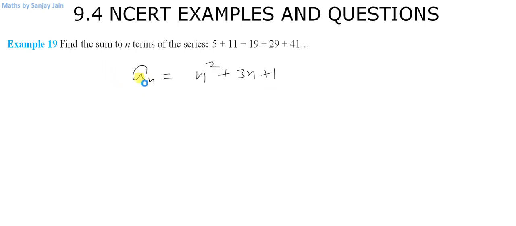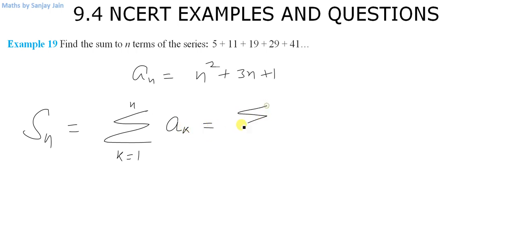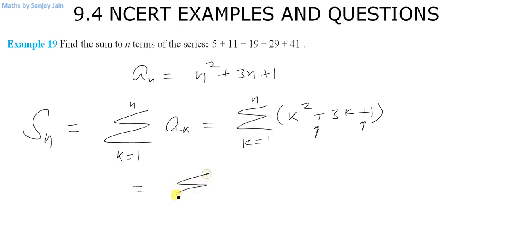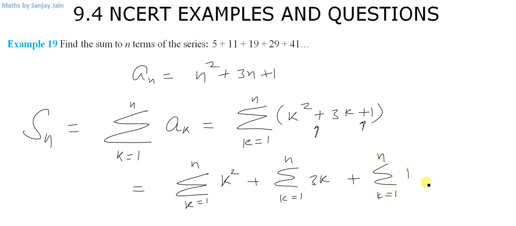Now I will apply the summation to find the sum. Sum up to n terms is, if I take the summation variable, let us say k, and I take it from 1 to n, and then I have to write the kth term here. So k equal to 1 to n, the kth term will be k squared plus 3k plus 1. And we know that we can separate these terms because these are separated by plus sign, hence sigma can be written like this: sum over k equal to 1 to n of k squared, plus sum over k equal to 1 to n of 3k, plus sum over k equal to 1 to n of 1.